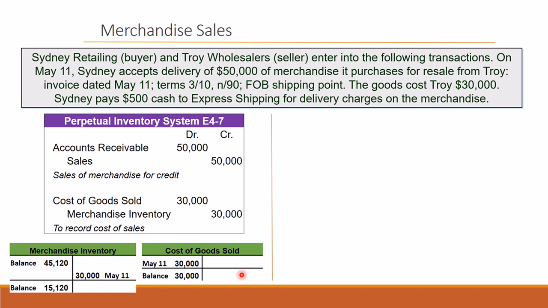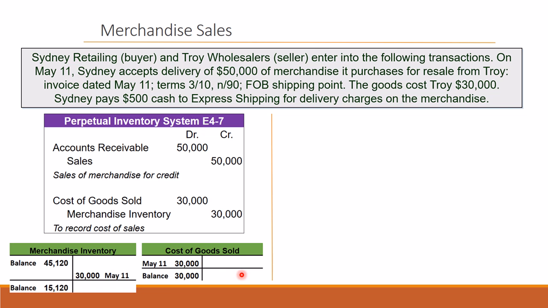Since the periodic inventory system doesn't keep this up-to-date record of merchandise inventory, whether it's a purchase, sale, or another transaction, how do you think we're going to record this sales transaction? What are the similarities and differences from the perpetual inventory system?